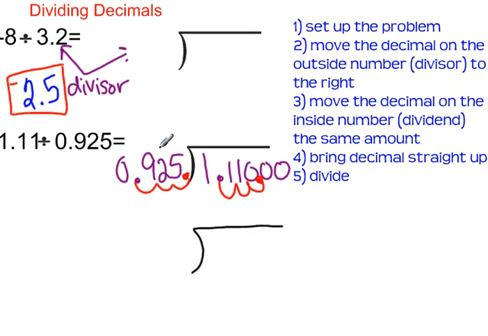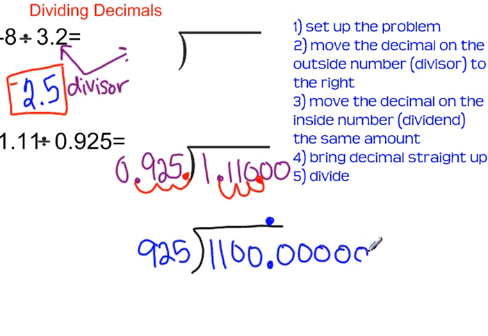My new problem is 925 on the outside and 1100 on the inside. With a decimal here, that's going to move straight up. I don't know how many zeros I'll need. I can put as many or as few as I want. And now I can do this division problem. I'd like you to complete this problem in your notes.